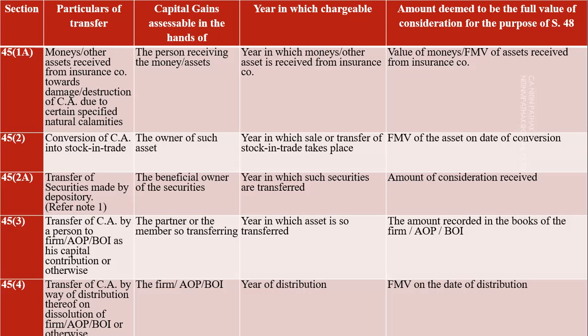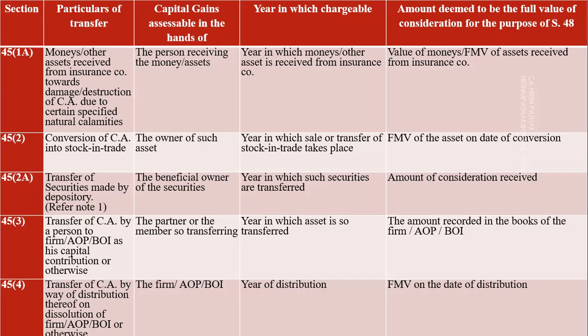Say I transferred it on 1/1/2020, so it will be liable in that financial year. What will be the value? Though the market value is 50 lakh, I have introduced it as a capital of 40 lakh. So 40 lakh would be my net consideration. That is the transfer of capital asset by a person to a firm. Are you clear? I gave you an example here.